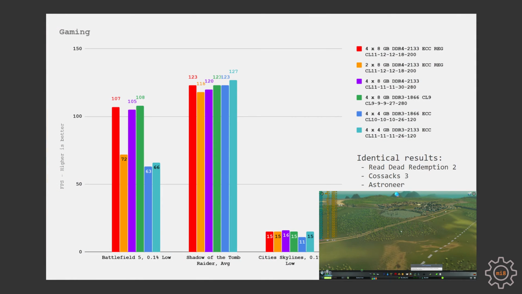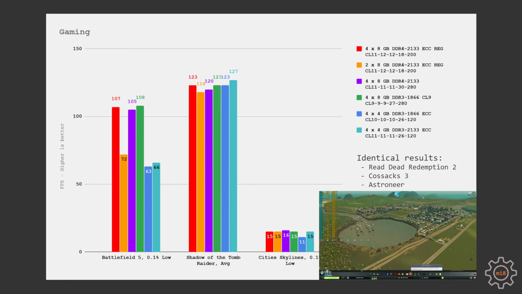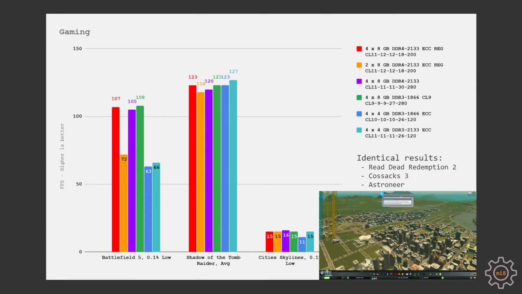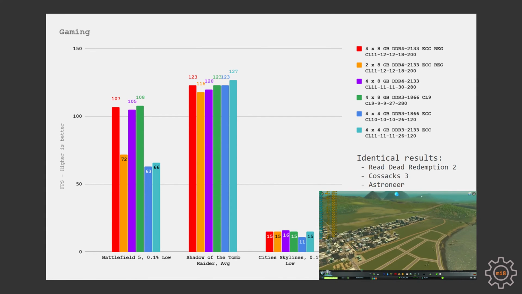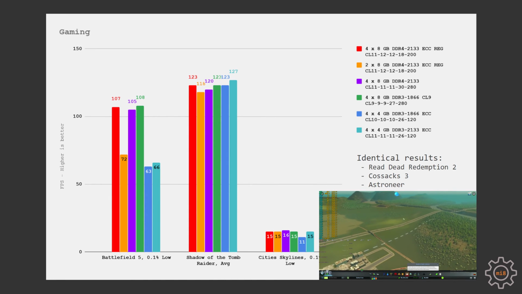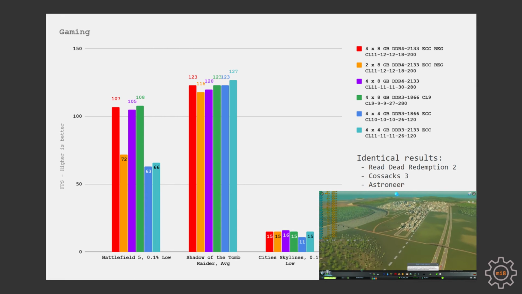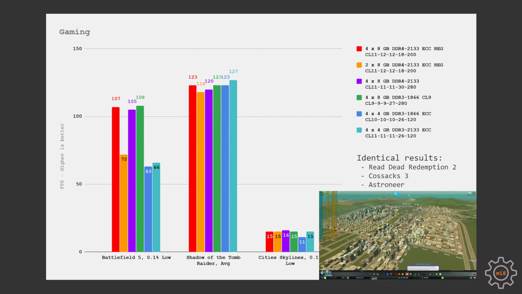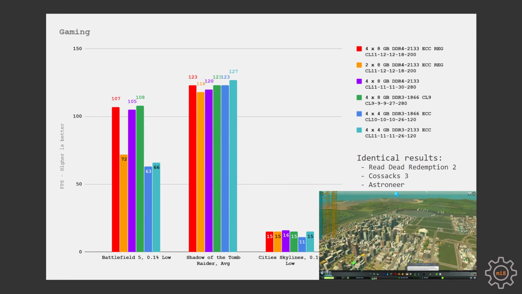In Cities Skylines, averages, minimum and maximum FPS were almost identical between all of the tested configurations as well. 0.1% low FPS results are almost identical, with one exception. 16GB in quad-channel configuration DDR3-1866 running at CL10 is having the worst result, 11 frames per second, where the rest is having 15 frames per second. But I have performed my test 3 times and took the average for all of the configurations.